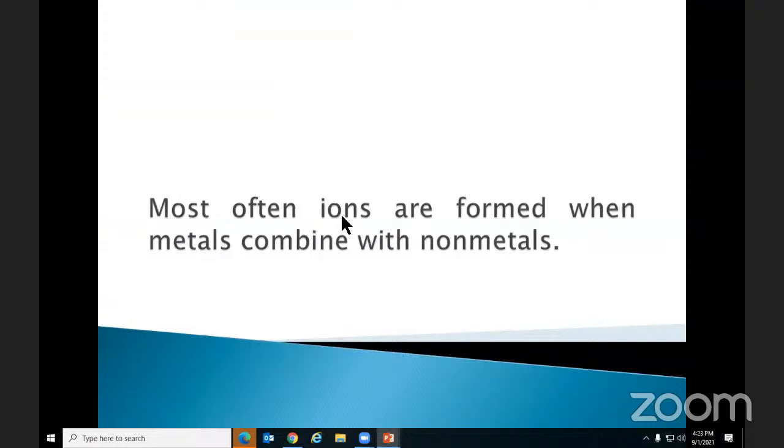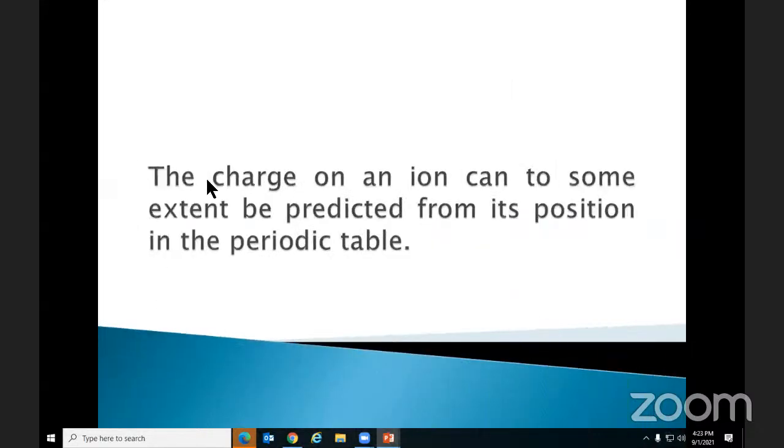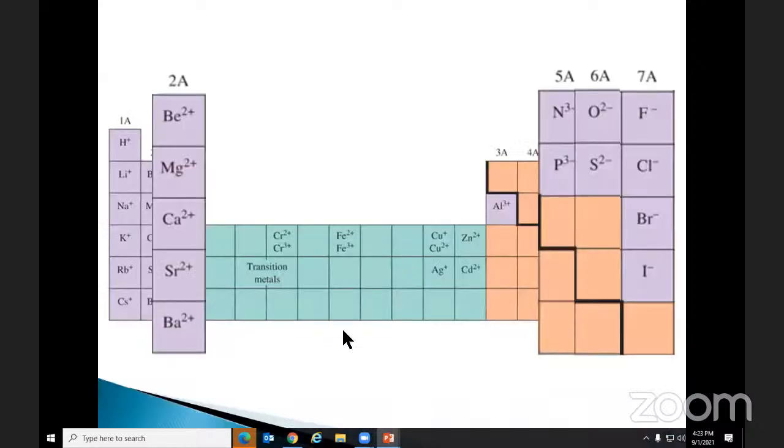Most often, these ions are formed when metals combine with nonmetals. And as stated here, the charge on an anion or a cation can to some extent be predicted from its position in the periodic table, all right? And we're going to see some examples of this in this slide right here.